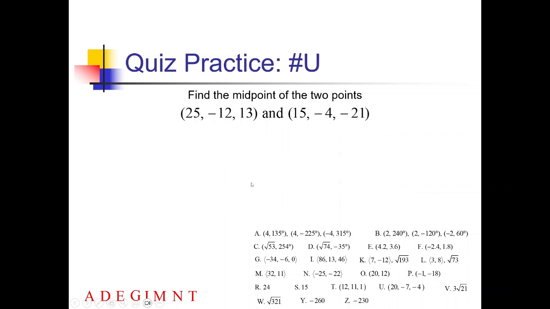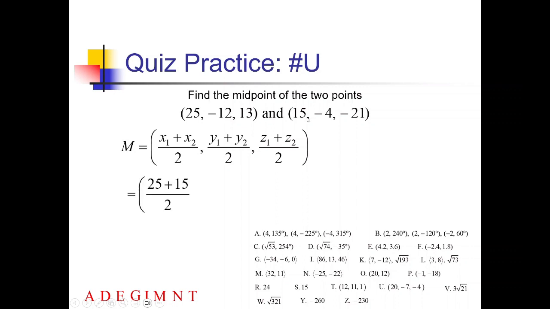Finding the midpoint on this one, again using my formula where I'm essentially averaging all the same types of coordinates together. We've got 25 plus 15 over 2, negative 12 plus negative 4 over 2, and 13 plus negative 21 over 2. So 25 and 15 is going to be 40 over 2, so 20. This is going to be negative 16 over 2, so negative 8. And 13 minus 21 is negative 8. Over 2 gives me negative 4.